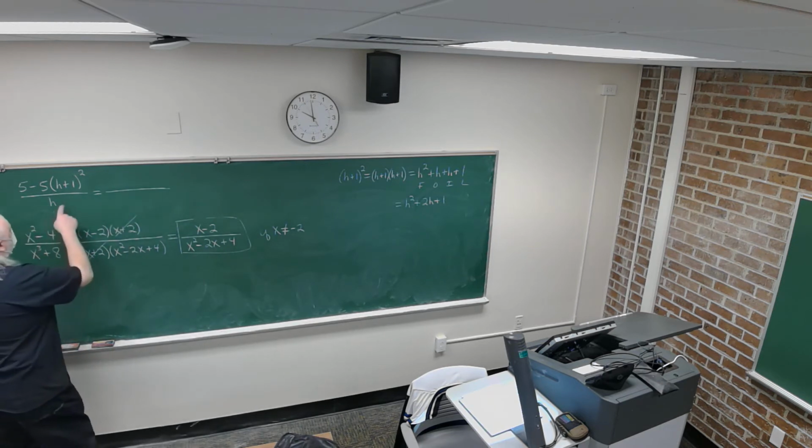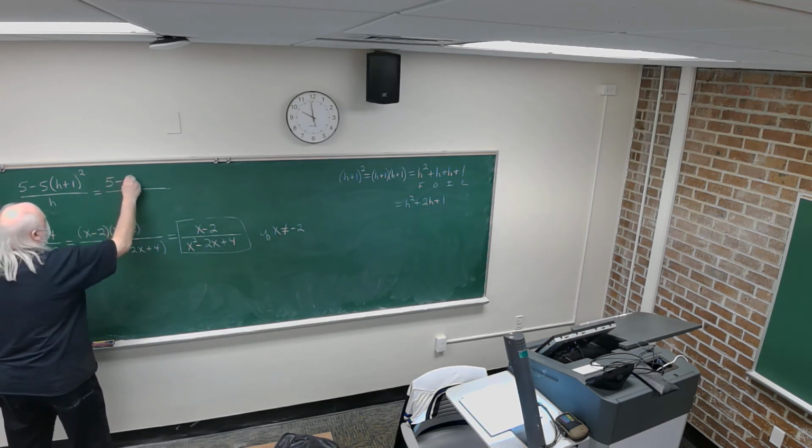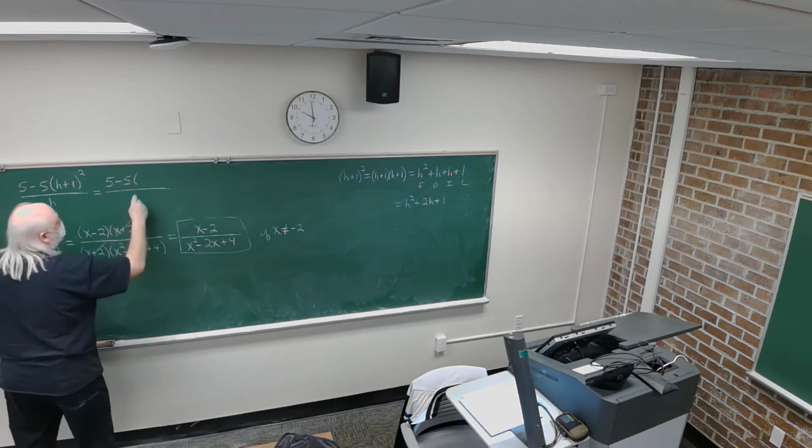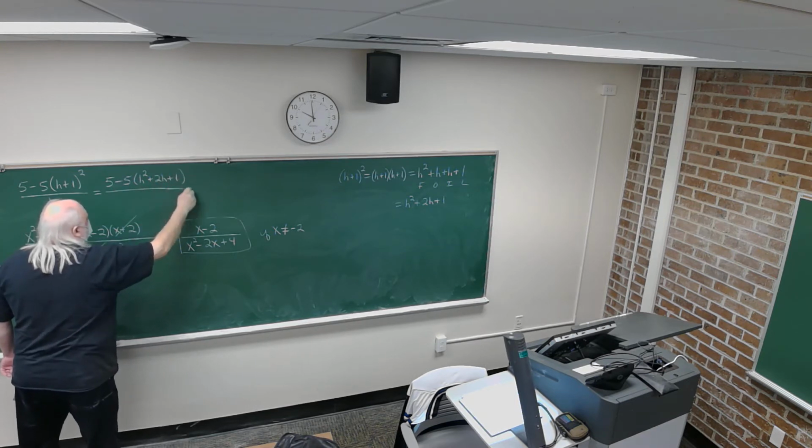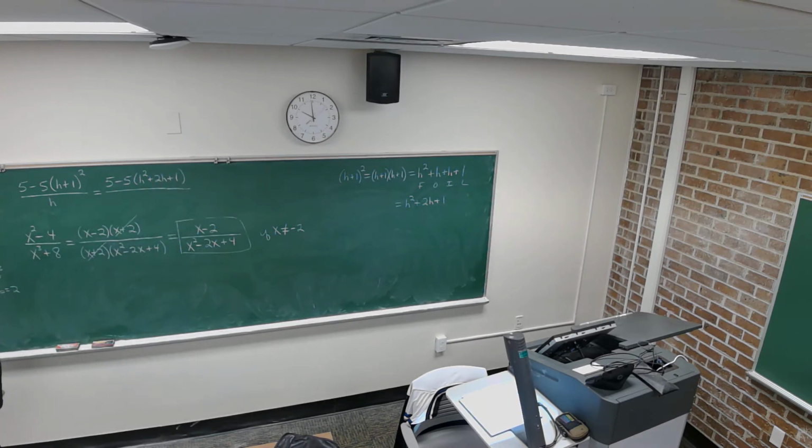So over here in the numerator, we have 5 minus 5 times h squared plus 2h plus 1. Let me riddle me this. Why did I FOIL h plus 1 squared and not just do 5 minus 5 first? Order of operations, right? PEMDAS, right? Exponentiation comes first.